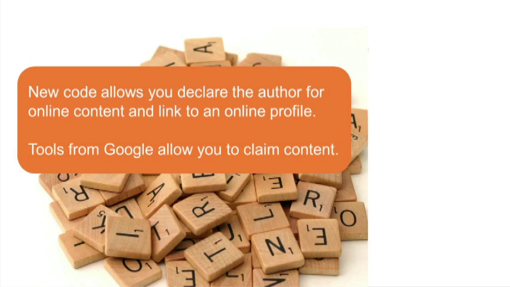Now, authorship is really about coding. There's some new code that allows us to declare for any given page the one author of that page and link to an online profile where Google can grab that author's picture. Now, tools from Google allow us to sort of close the loop. So not only do you claim that you've authored the page, but you tell Google that you are, in fact, the real deal and that you're really accepting responsibility for that page. That mechanism prevents people from impersonating others.